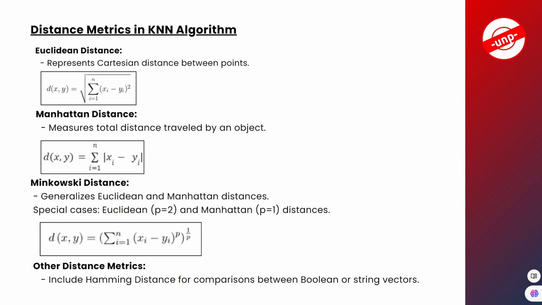For 2 points x and y, subtract the coordinates of x and y. Take the absolute value and raise it to the power of p. Sum them up and then take the pth root of the result.